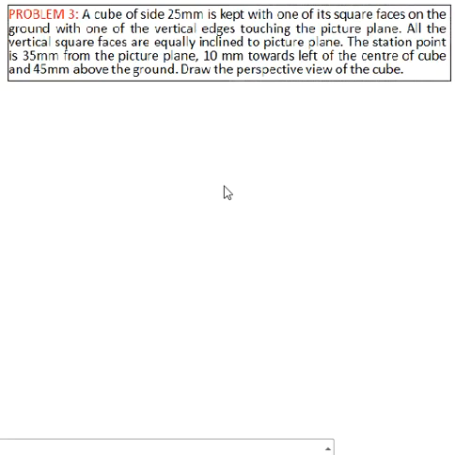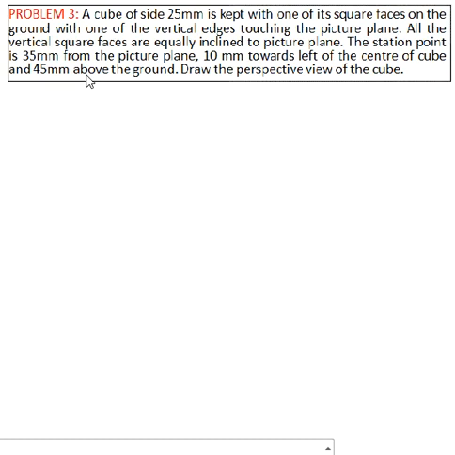Let's go through the third problem from perspective projection. A cube of side 25 mm is kept with one of its square faces on the ground, with one of the vertical edges touching the picture plane. All the vertical square faces are equally inclined to the picture plane. The station point is 35 mm from the picture plane, 10 mm towards left of the center of the cube, and 45 mm above the ground. Draw the perspective view of the cube.